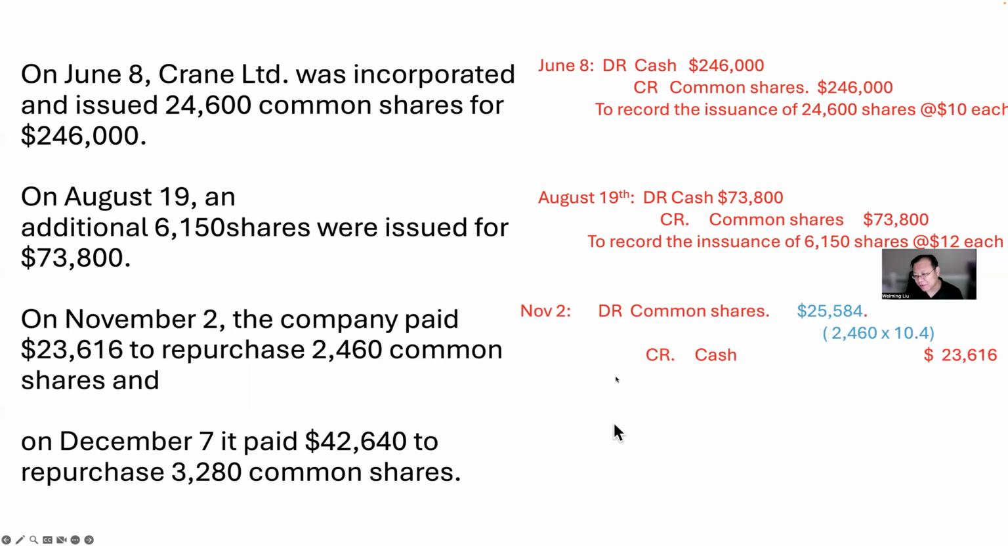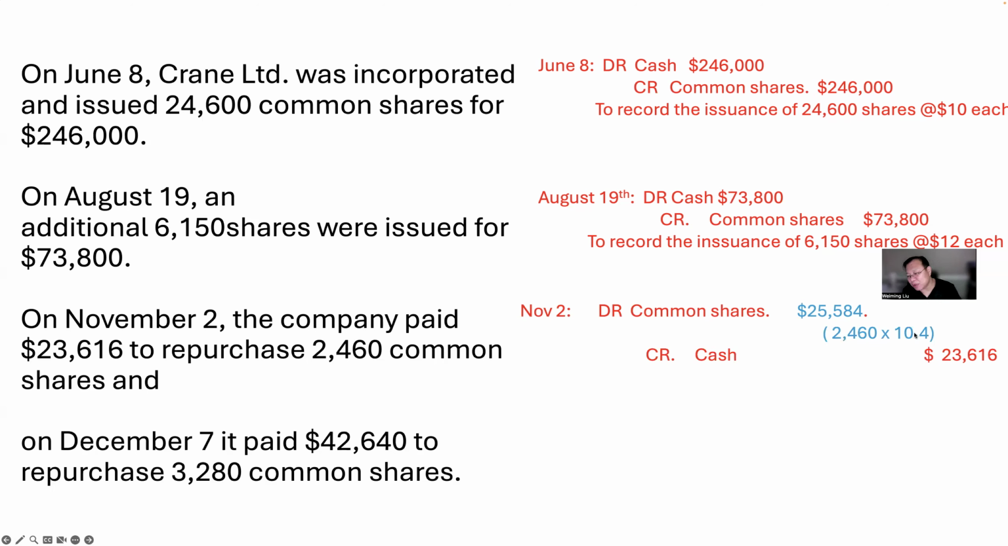You credit the cash for $23,616. And then you are buying the common shares back, so your common shares will be reduced. So you debit common shares. The question is, how much do you debit? Well, we know that the company purchased back 2,460 common shares, and we know the average cost is $10.40, right?